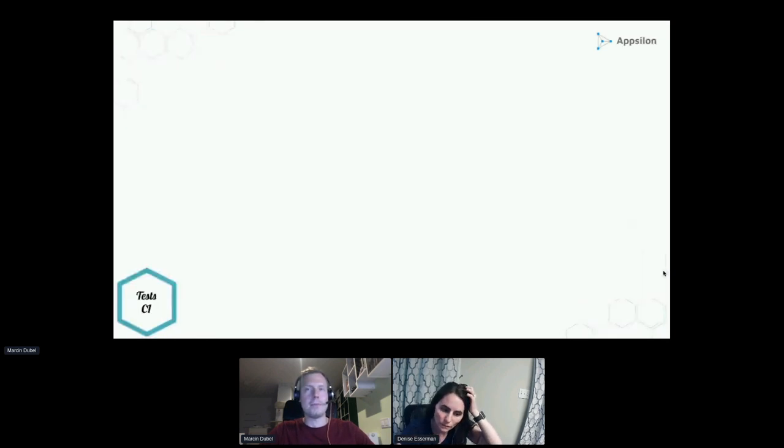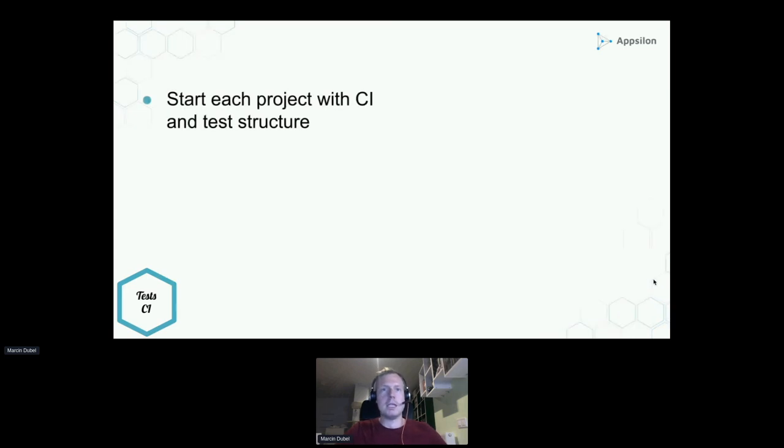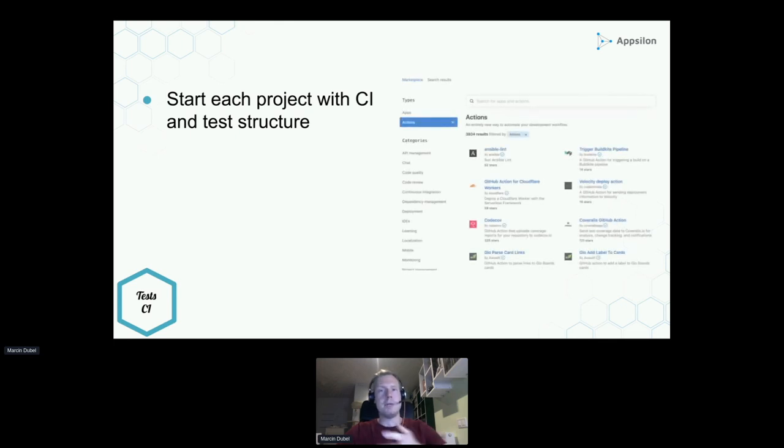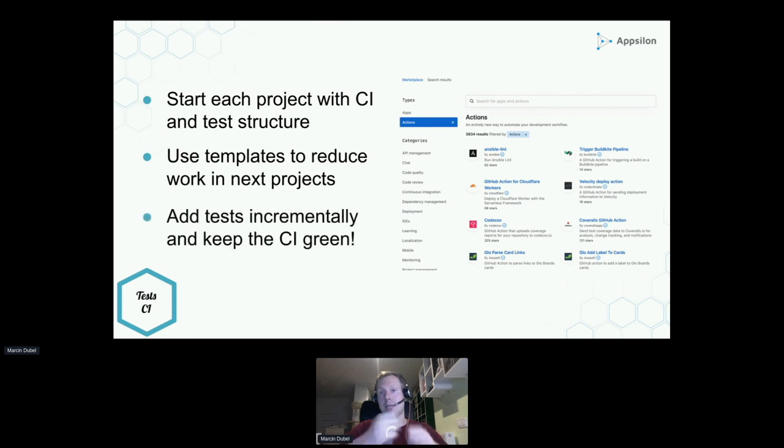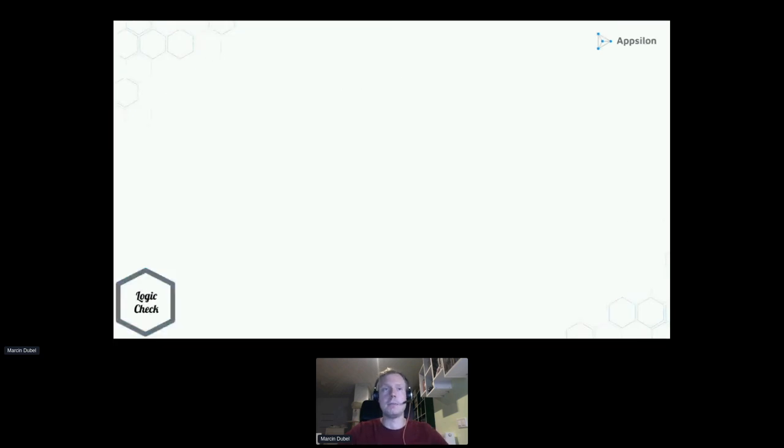Okay, two more things. The CI and tests. My recommendation: start each and every project with the CI and test structure. I won't go into details of how you can build your tests, you can do it later, but use some automated CI tools like GitHub Actions. Use the templates to repeat those every time the same and make sure that this is green, and later you can add your tests incrementally.